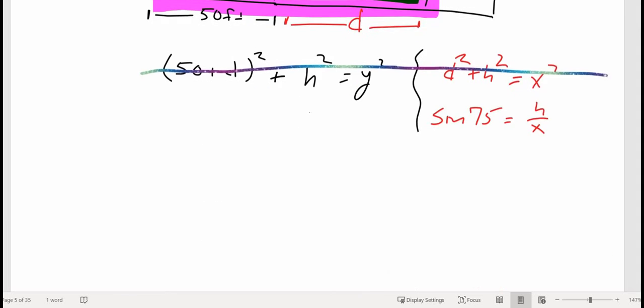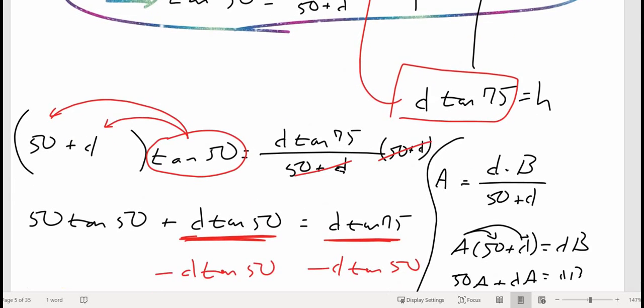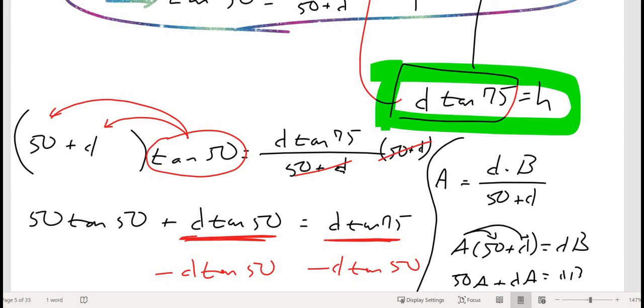Okay. But remember on the system of equations, we said once you find the first variable, you can go back and substitute it into that second equation to find out what the other one was, right? There was our other equation. I know what D is now. H, which is ultimately what I'm looking for, is just the tangent of 75 times D.